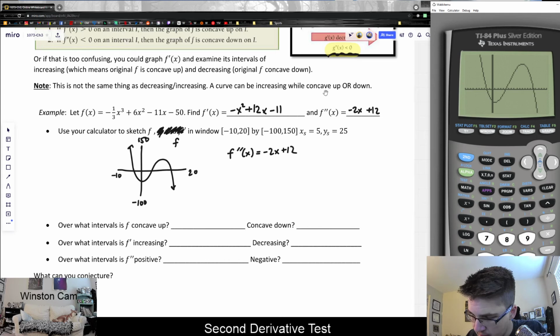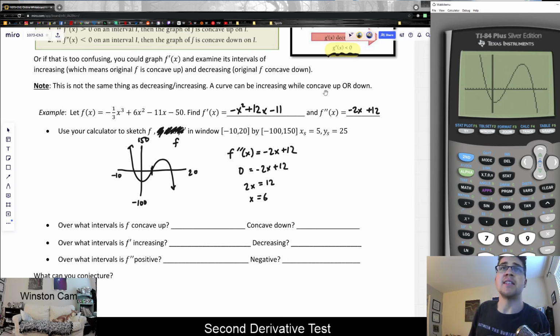So if we set this to 0 and solve, again, this is an idea that we use with the second derivative test. We're going to discuss the sense of why this works. Basically, we can solve where it's equal to 0, x equals 6. And that is the point where it's switching concavity.